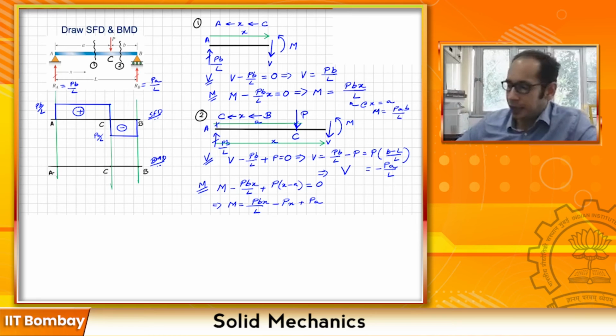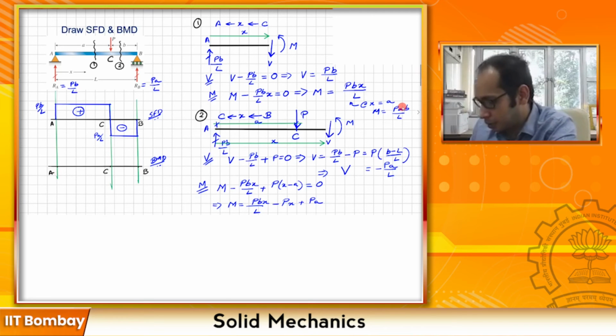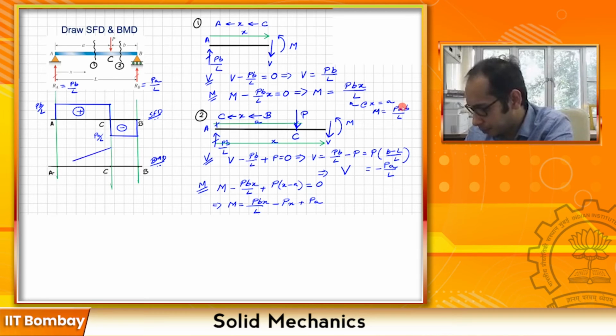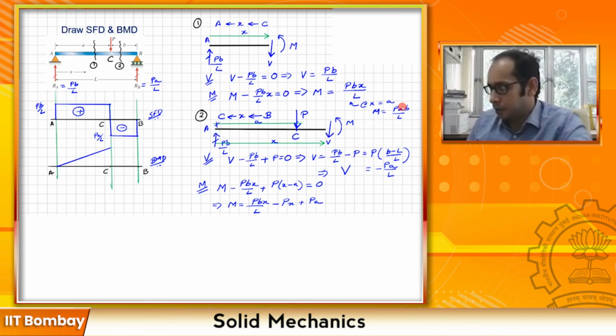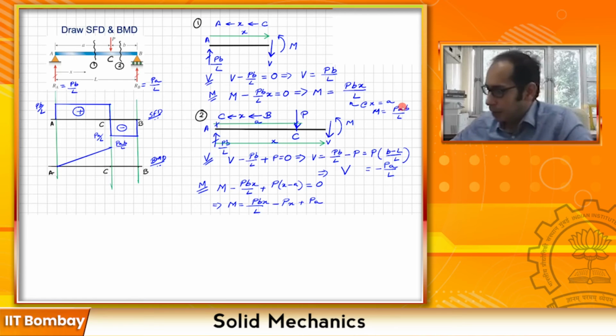And how is the variation? This is a linear function of X, so it is going to go from 0 over here to PAB divided by L. So let's just go ahead and mark that for the bending moment. So this is what I get. This point here is PAB divided by L over here, right?